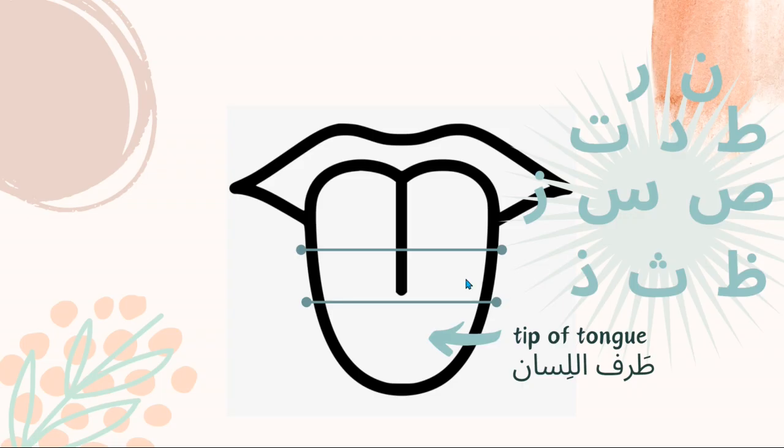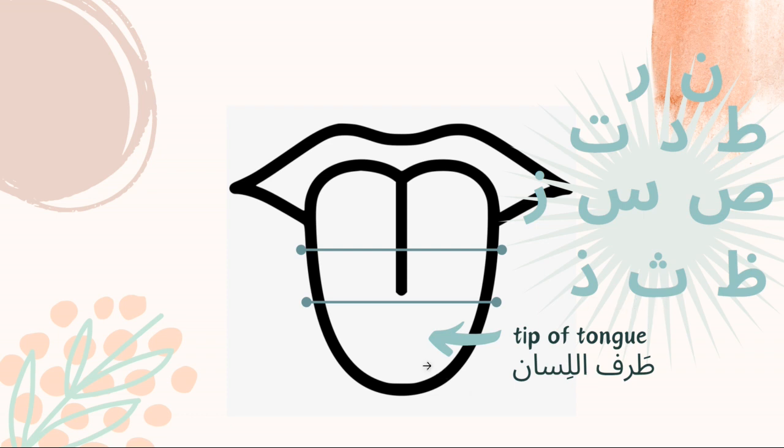And subhanallah, this area, there are many letters pronounced from this area. Let us see what they are. We have the noon and the ra, and then we have ta, dal, ta. They share the same articulation area. And then we have the sad, sin, za. Also they share the same area. And then we have dha, tha, dhal. They also share the same area.